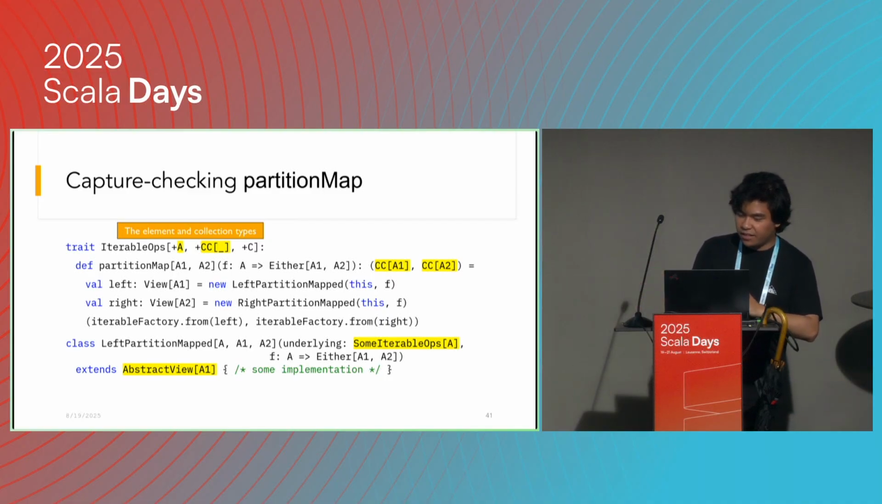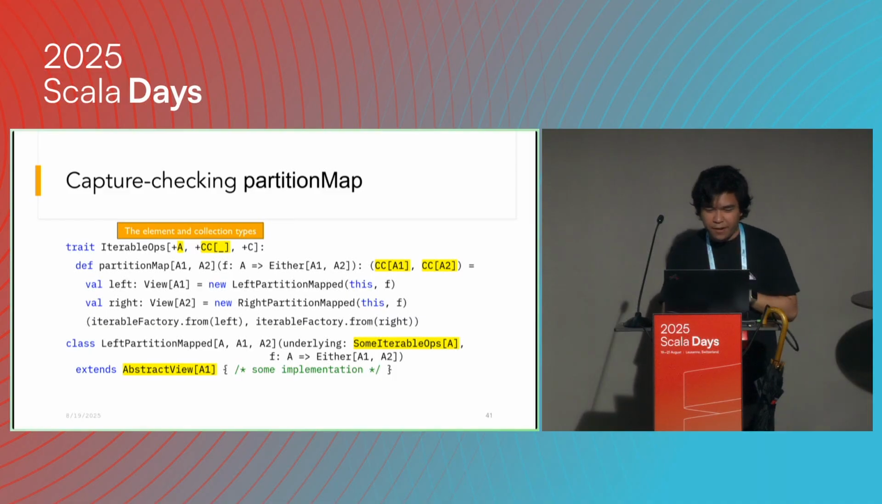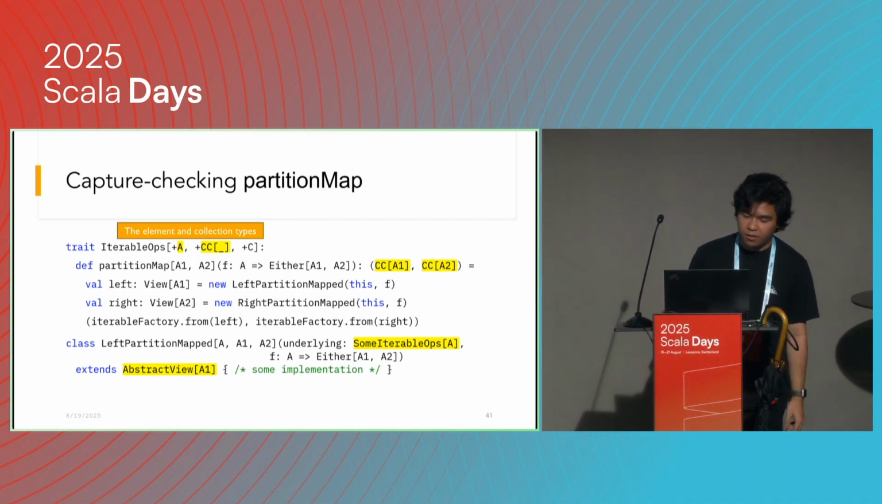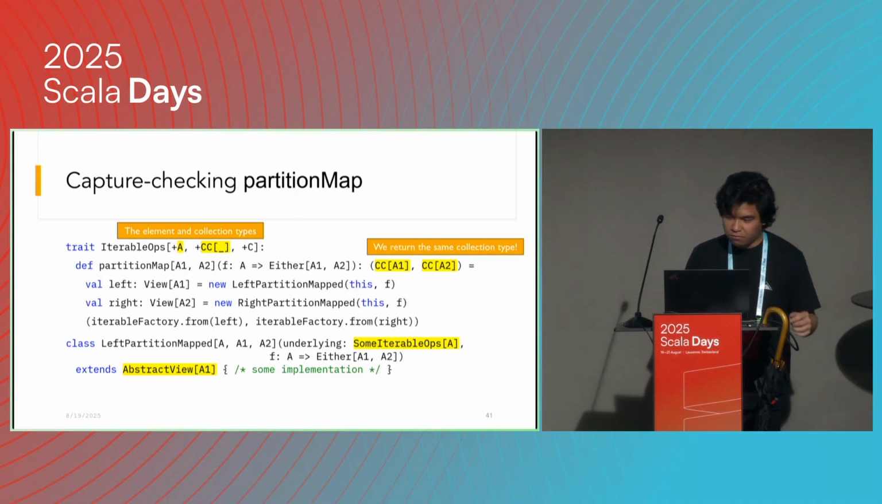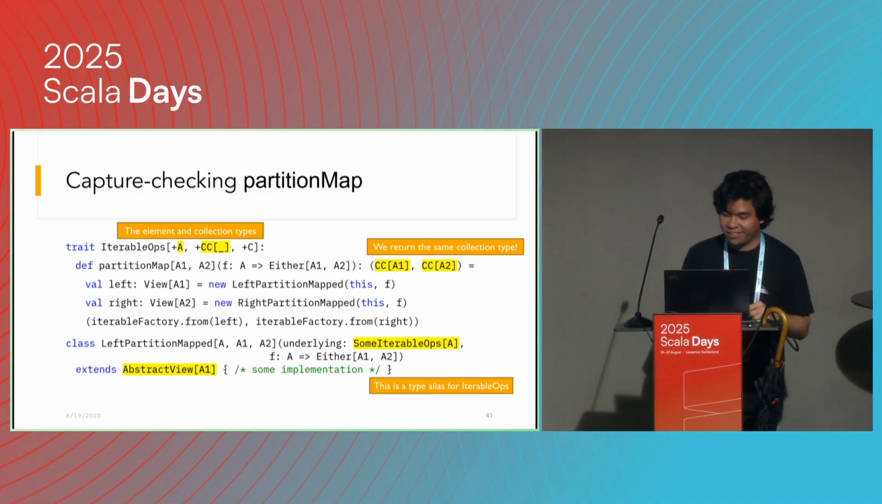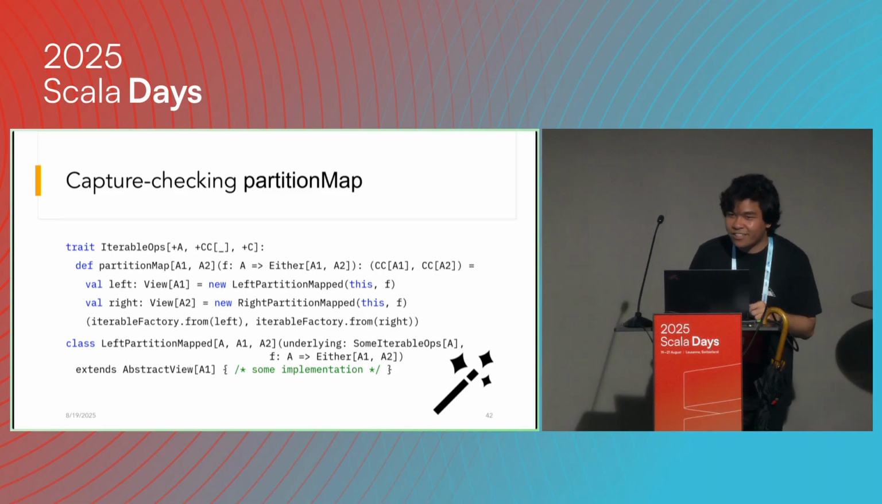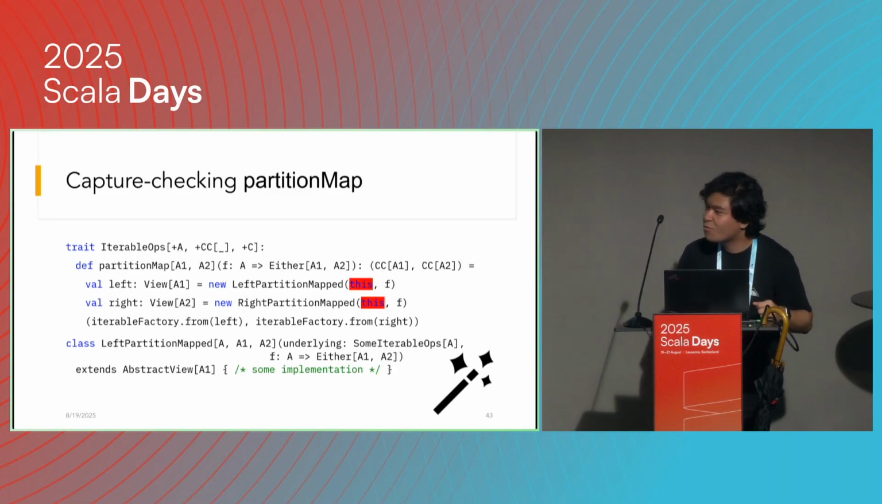And then, in the implementation of the view, it's going to map and filter only the left side or the right side. And finally, we just call iterableFactory.from, which is a function we just saw before, which just takes an iterable once and builds a collection out of it. Note that we return the same collection type, but a different element type. SomeIterableOps is just a type alias for some kind of IterableOps. And let's run this capture checker. Voila! We have some errors.